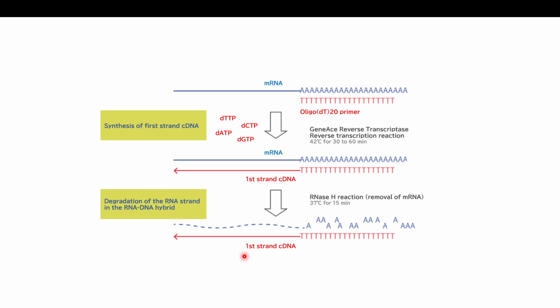Now for the second strand synthesis, what you ideally will be doing is you put primers for the complementary DNA strand, and then this will be amplified. Okay. How will it be amplified? This is PCR, or polymerase chain reaction, which we will be coming to in the subsequent slides.